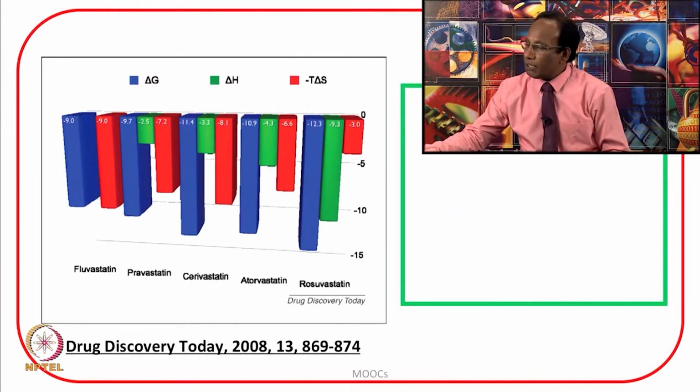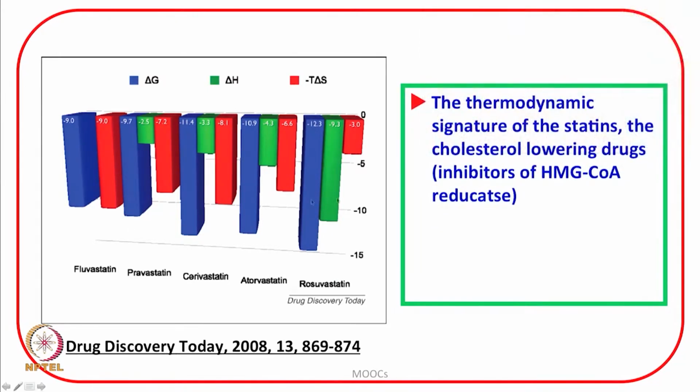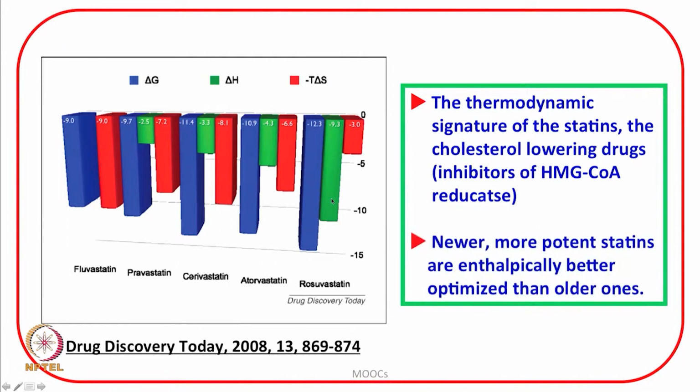Now, let us take a look at the comment. The thermodynamic signature of statins, the cholesterol lowering drugs, inhibitors of HMG-CoA reductase, has shown some general trend, that is from a lower exothermicity to more exothermicity in binding. And that is what is commented over here, that newer, more potent statins are enthalpically better optimized than older ones. This is enthalpically better optimized than this one. That is what the comment refers to.